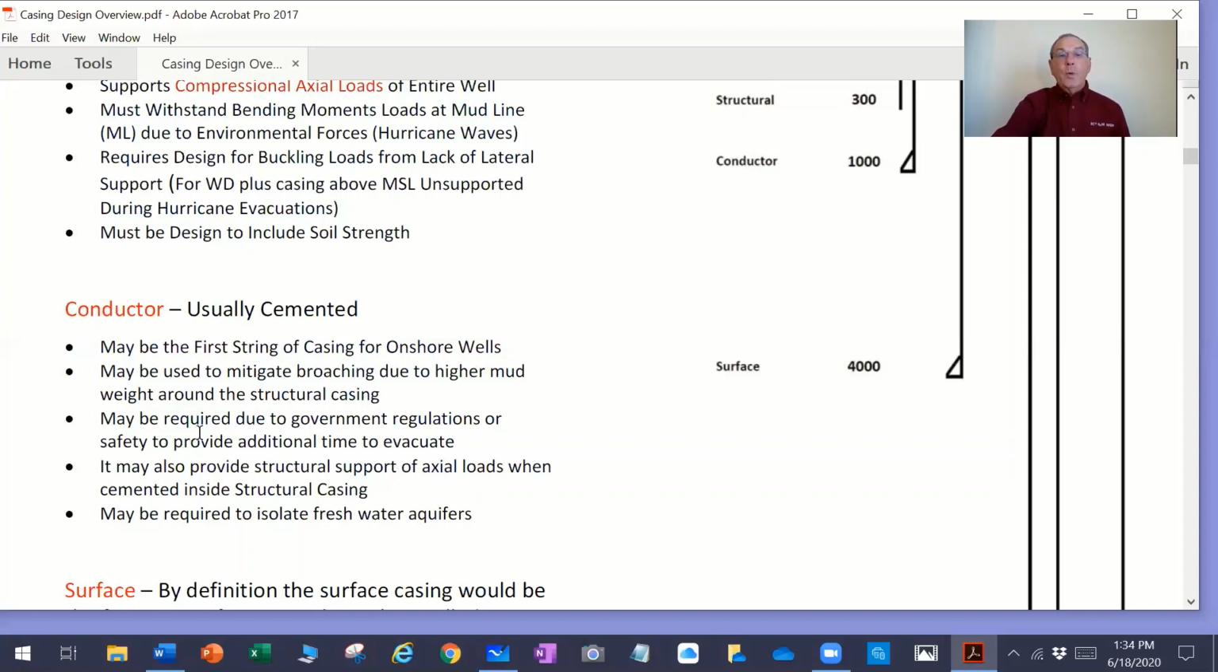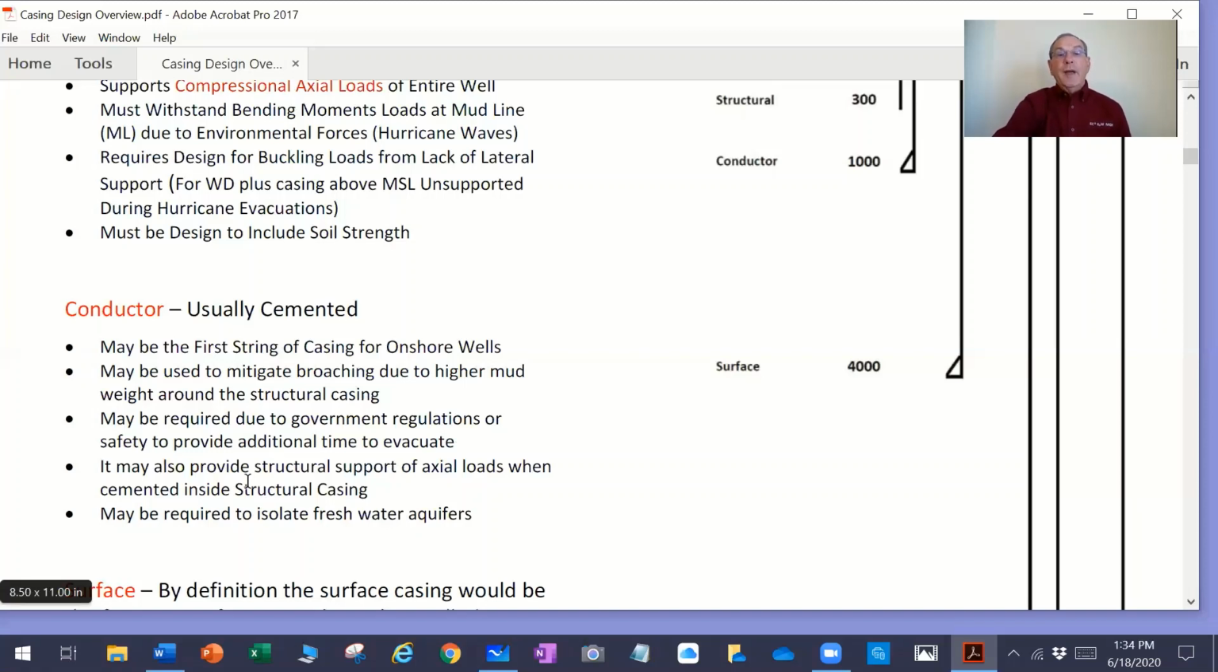It also may be required due to government regulations or safety to provide additional time to evacuate. So if something were to happen while drilling between 1,000 feet and 4,000 feet on this diagram, if I've got pipe set deeper than 300 feet, it would give the people on board the rig more time to evacuate should something happen. So that's another reason that we might set conductor casing.